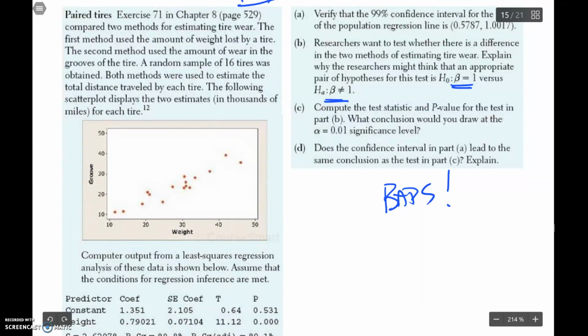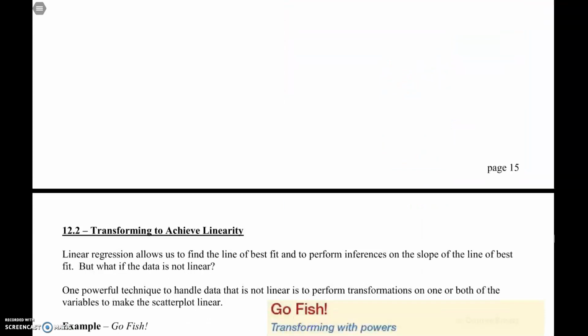All right, that concludes 11.1. Now we've got to do 11.2.